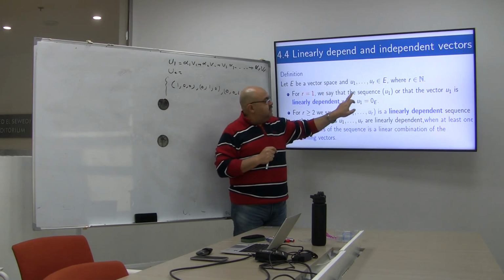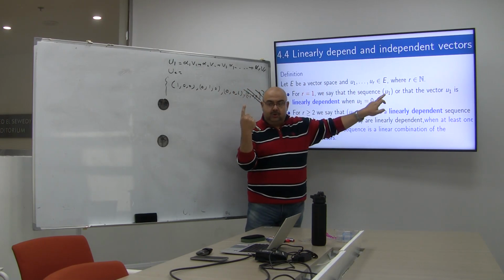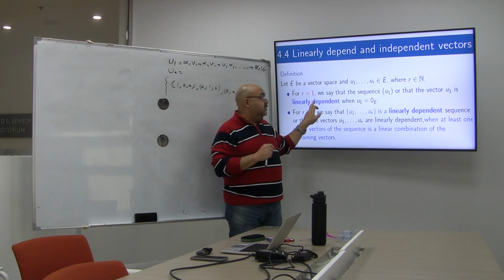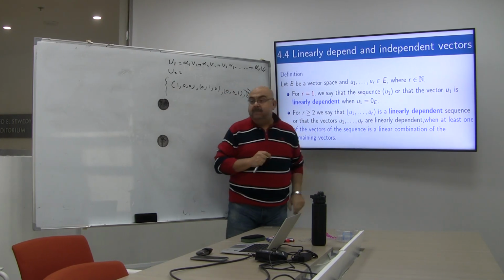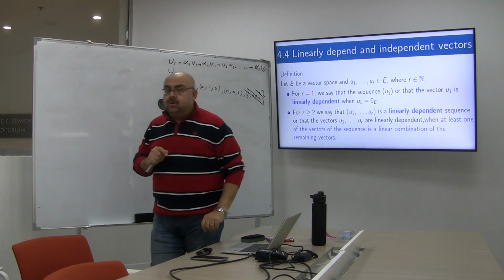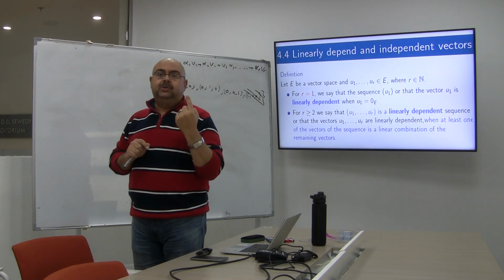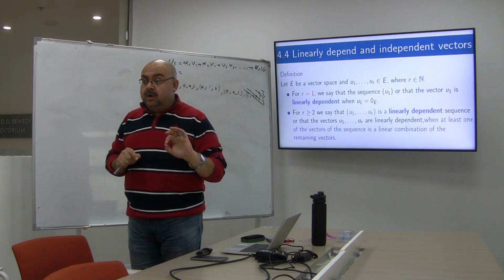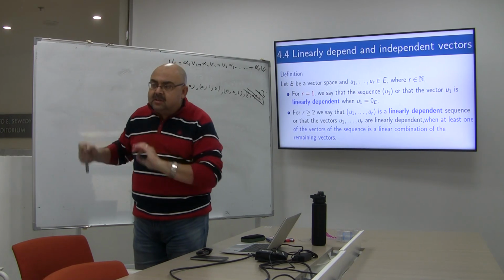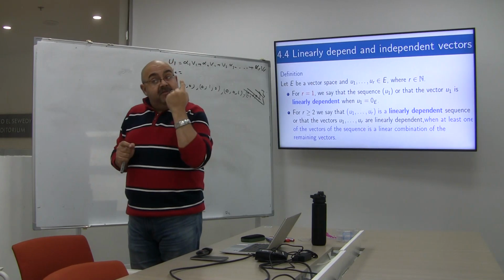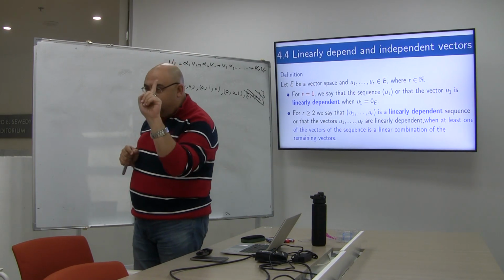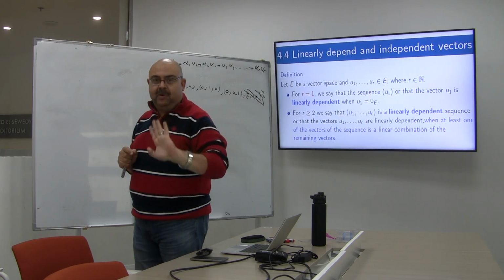We say that the sequence U1, which is just only one vector, or that the vector U1, is linearly dependent when U1 is equal to 0. So if you have just only one vector in a set, and this vector is equal to 0, then it's a linearly dependent set. But if you have one vector that's not equal to the origin, it's linearly independent. I'm talking about the case of just only one vector.